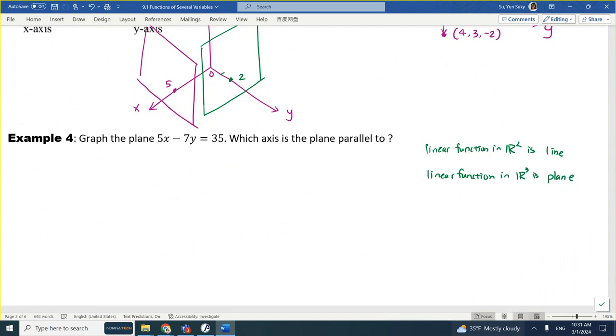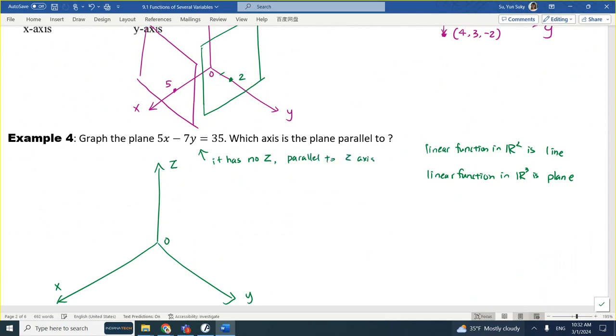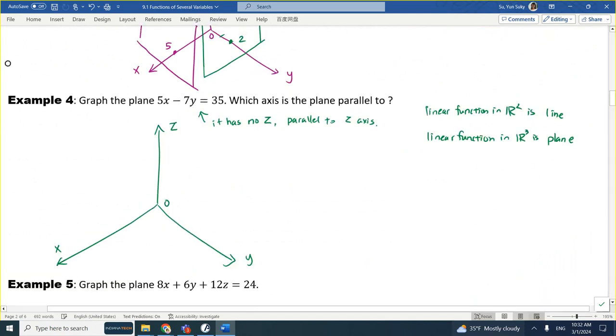Okay, and let's draw this one. So we have the 3 axes, okay? X, Y, and Z. Do you see this equation has no Z in it? Right? It has no Z. It means it does not care what the Z is. So it is parallel to the Z axis.